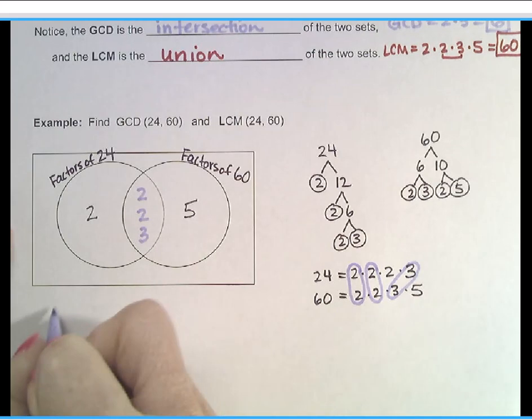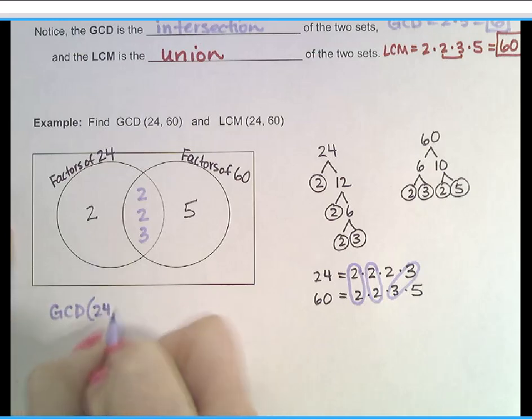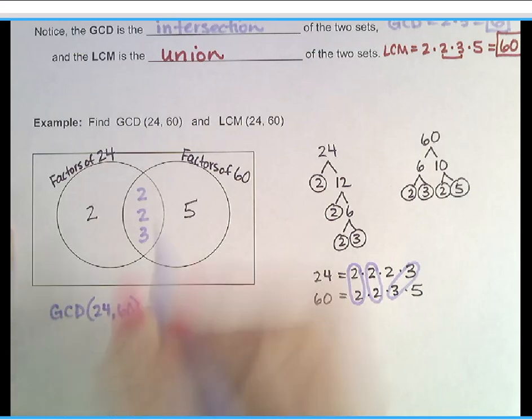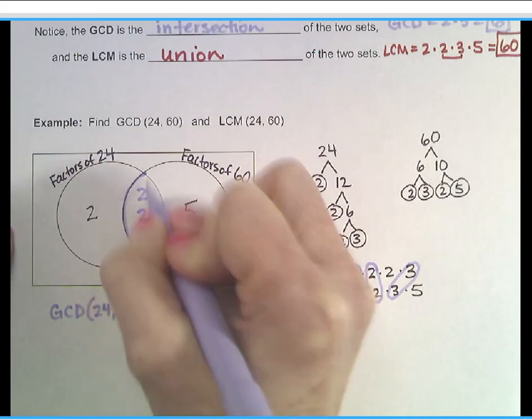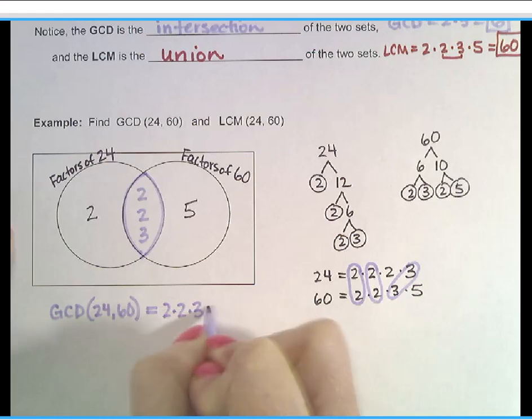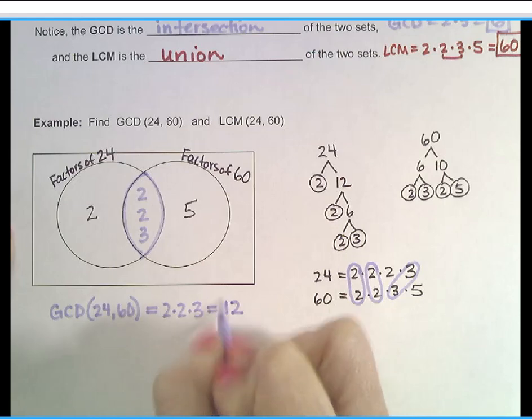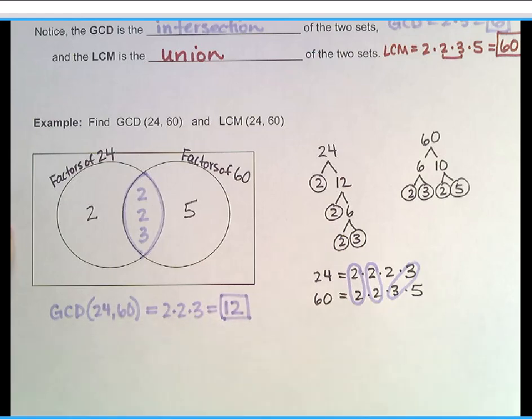So the GCD of 24 and 60 is going to be the intersection right here. 2 times 2 times 3. Those common factors, when you multiply that, you get 12. That would be your GCD.